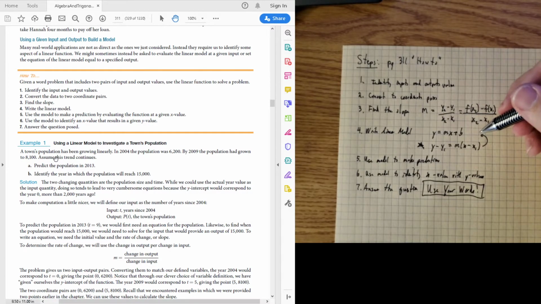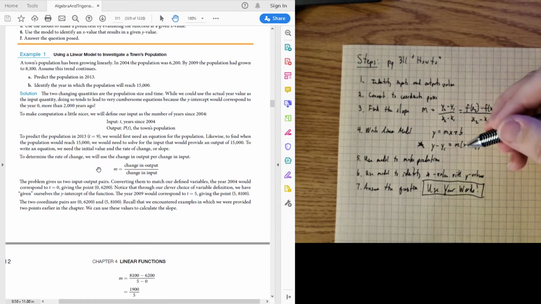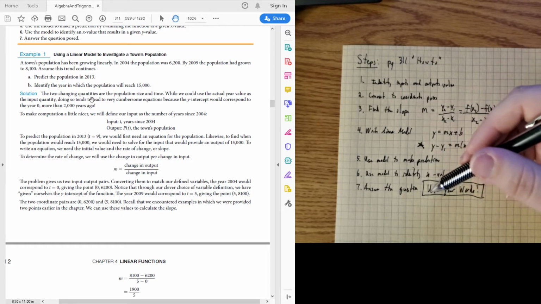Okay, there are some great examples. I'm not going to do these examples with you guys. I think they're great to look at. Please take a look at them. They're very helpful to walk through this 7-step process.